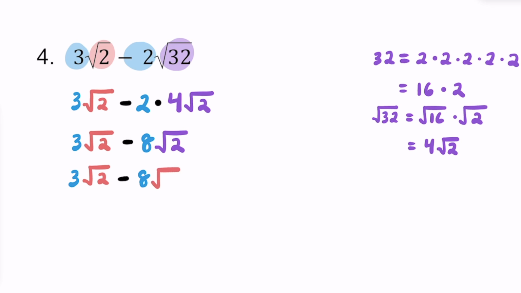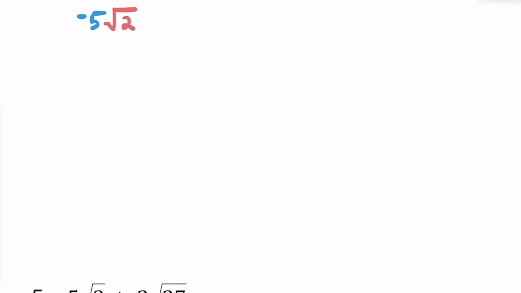Let's make those colors match so we know we can add or subtract these. When you do this, we just have to do 3 minus 8. 3 minus 8 is going to be negative 5. So our most simplified expression is going to be negative 5 times the square root of 2. All right, just like that. All right, here is number 5.